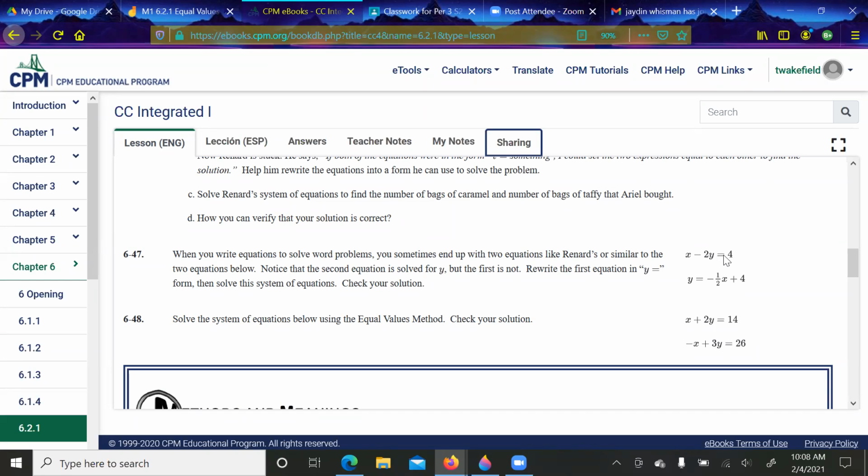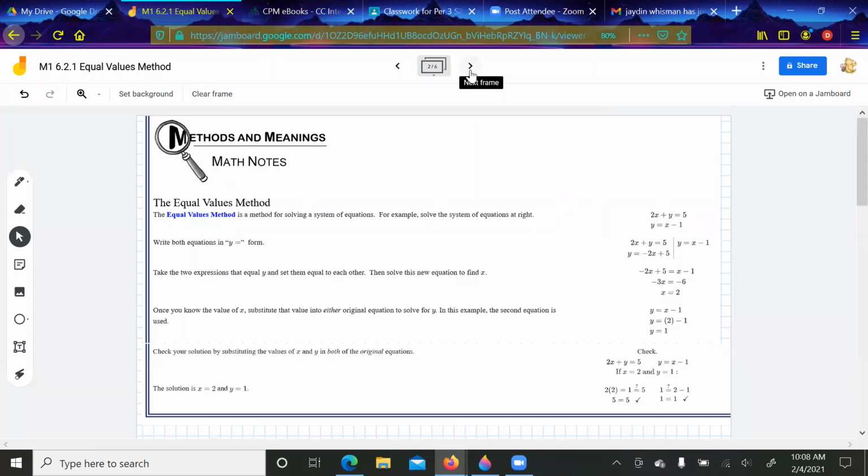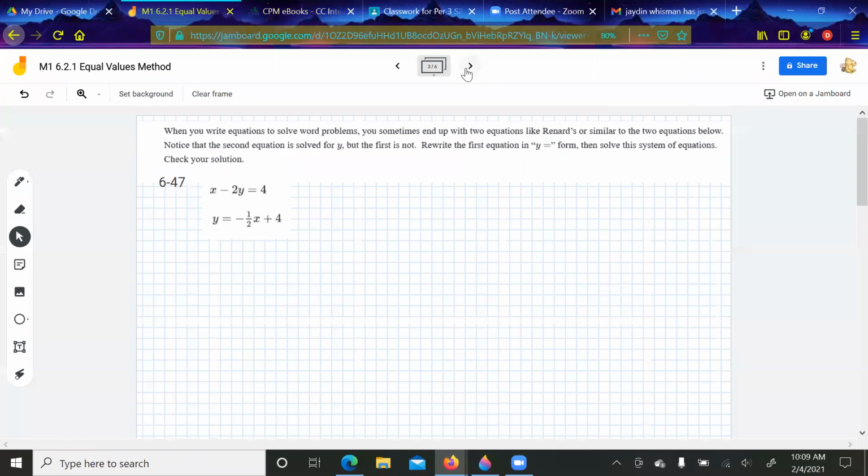So let's go ahead and write this down for 47. I'm going to go back to my Jamboard here and write 47. So there was a math notes part in your book right before the homework review preview. You can read that. You can put it in your notebook if you want to. I'm not going to do it with you here, but you can certainly do it. And we're going to do 47. So we're going to write down these two problems.